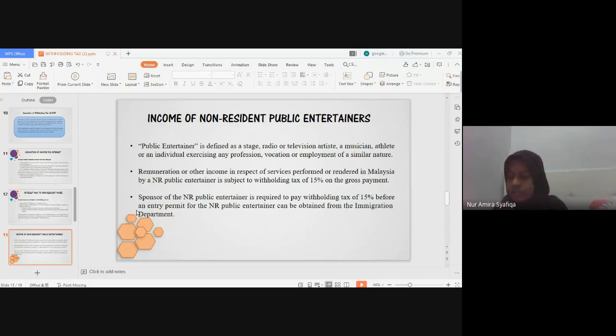For the resident status, generally a public entertainer will be treated as non-resident if he is in Malaysia for less than 182 days in a calendar year. The sponsor of the non-resident public entertainer is required to pay withholding tax of 15% before an entry permit for the non-resident public entertainer can be obtained from the immigration department.